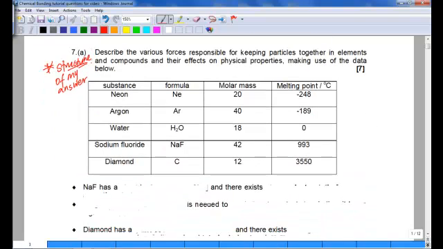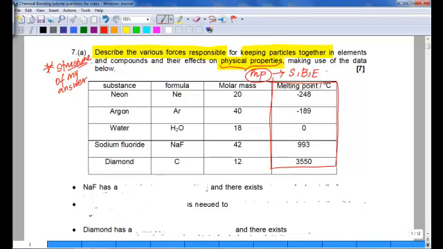Alright, so firstly, let's take a look at the question. They mentioned that you need to describe the various forces responsible for keeping the particles together in elements and compounds and their effects on the physical properties, making use of the data below. Firstly, if you take a look at physical properties, over here in the table, we are simply talking about melting point as the physical property. So when you think of melting point, the keywords structure, bonding, energy should be in your answer.